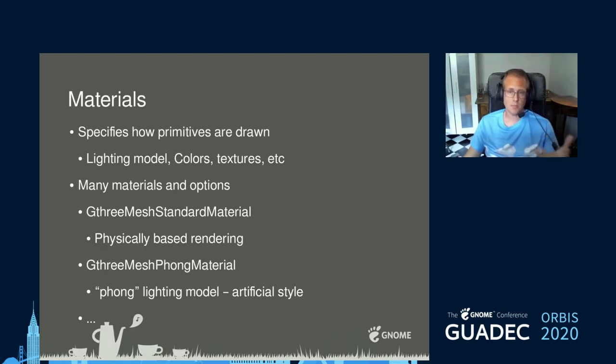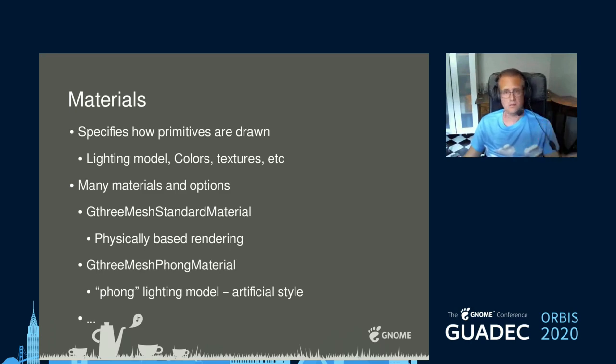And we have a type of object called materials that specifies how primitives are drawn. If you have something with a particular material instance, that instance has a bunch of properties. You can set colors on it, various types of textures, and the type of material you use affects how the objects respond to things like lighting and shadow.